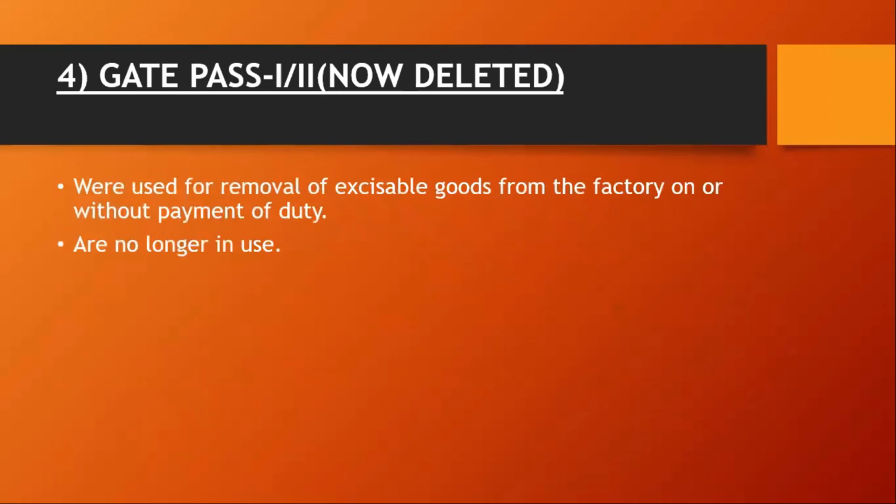Coming on to the next, we have Gate Pass 1 and 2. This earlier used to be a part of our regulatory documents, but it has now been deleted from the regulatory documents. Gate Pass was generally used for removal of excisable goods from the factory on or without payment of duty.